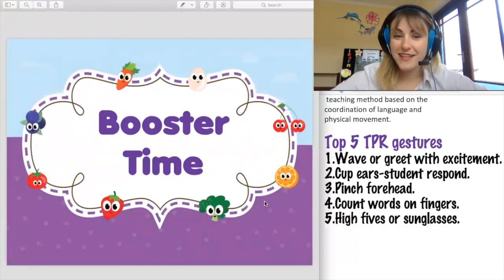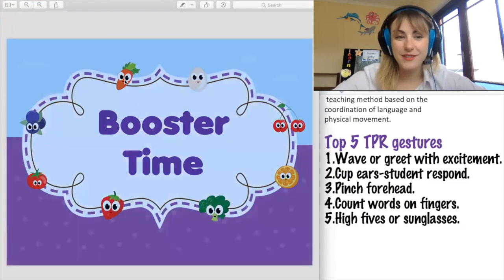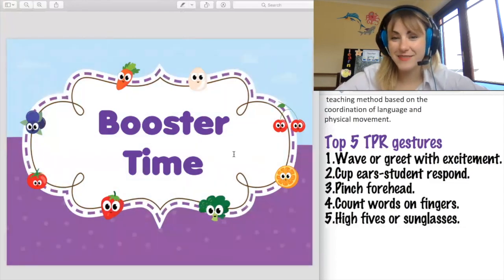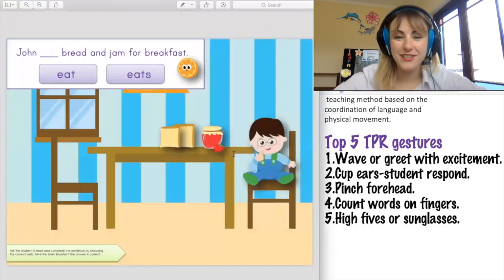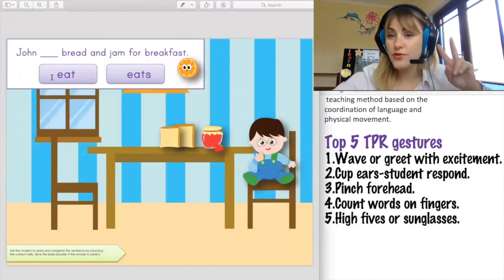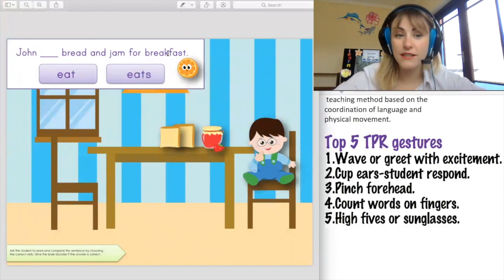The next part of our lesson is the booster time. The brain boosters are all these lovely fruits and vegetables, and we use them throughout English Gang's material. So students usually like them a lot. The next part of the lesson will have two verbs. The student has to read the sentence and then also choose which one to use.